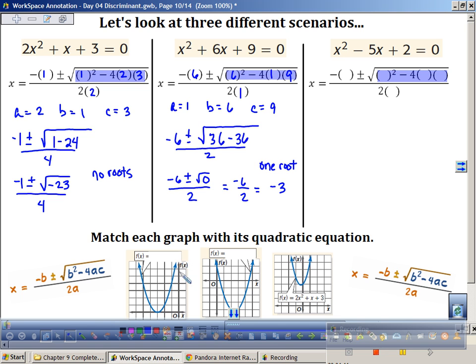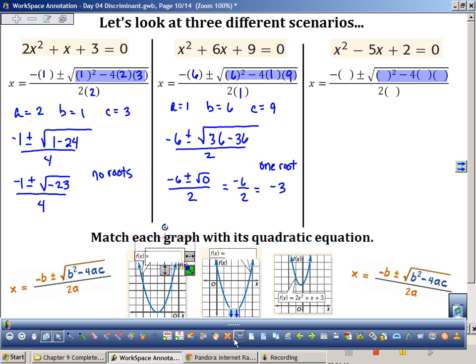So which one of these is that? The first one. Why? It only touches the x-axis once. Those are good. All right.